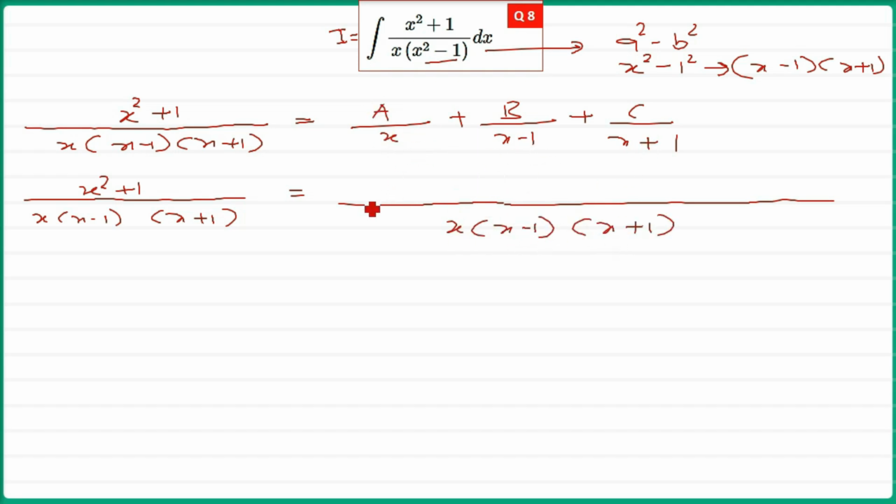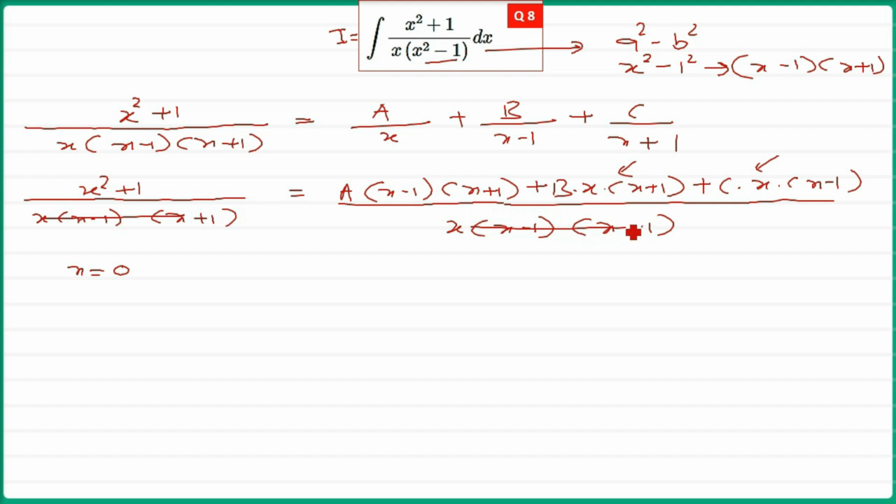Then except x, the others will be multiplied by a in the numerator. So a multiplied by x minus 1 into x plus 1. Then b multiplied by everything except x minus 1, so b multiplied by x plus 1. Now c, except x plus 1, multiply x and x minus 1. Now x can be placed as 0, as minus 1, and as plus 1, in order to get a, b, c, since the denominator gets cancelled. Assume that the numerator is equation number 1.